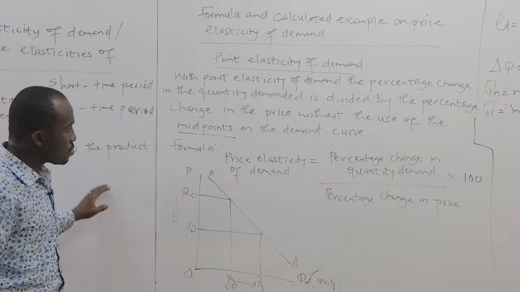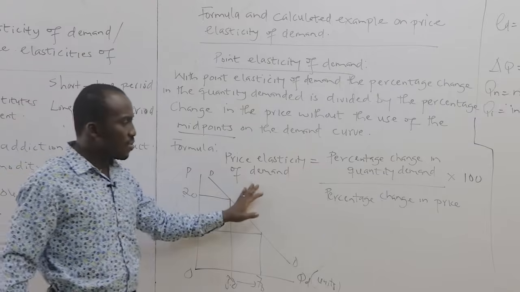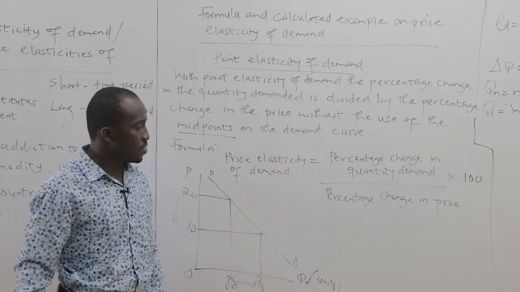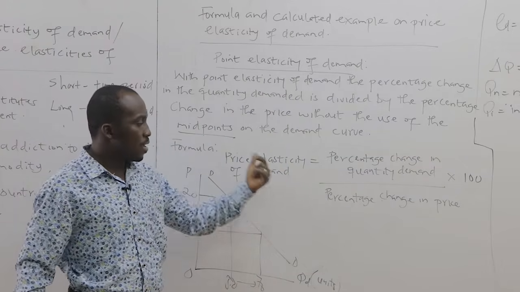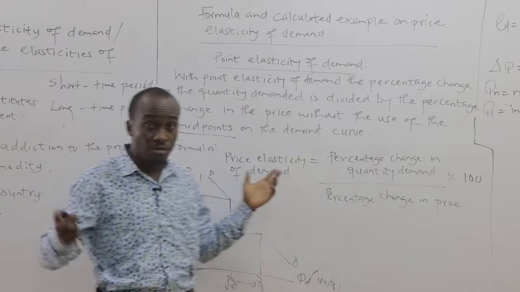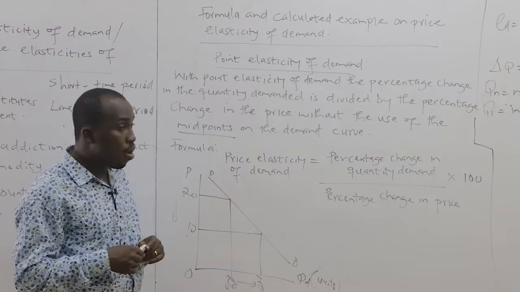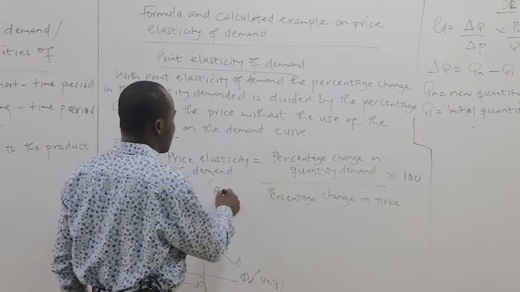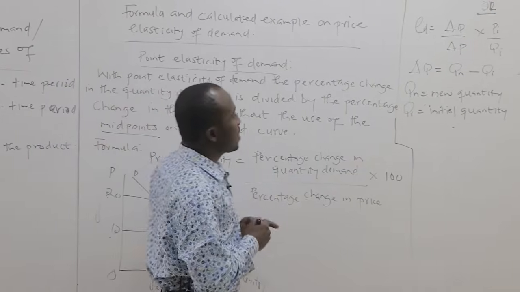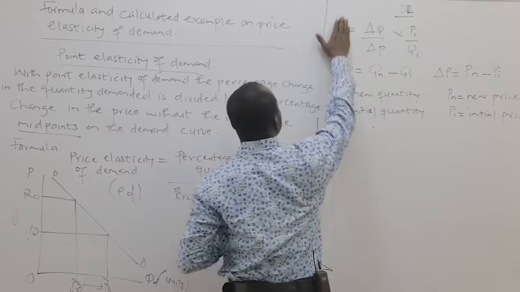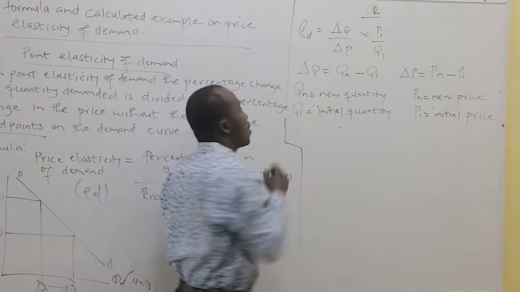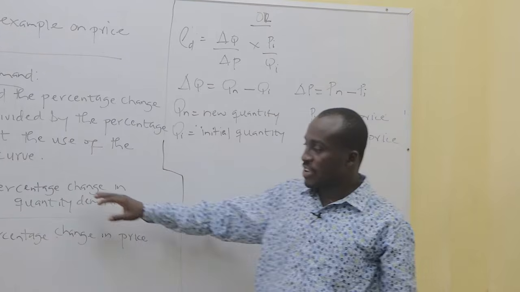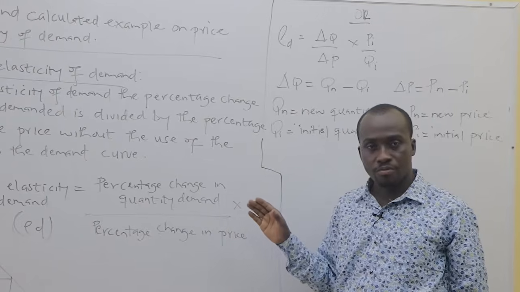And so, let's see, with price elasticity of demand, we're going to have percentage change in quantity demanded divided by percentage change in price, times 100. That's one of the formulas. Or you can say that this is the symbol for price elasticity of demand. So this is the first approach for the point elasticity: the percentage change in quantity demanded divided by percentage change in price, times 100.